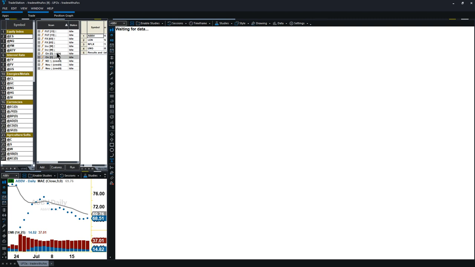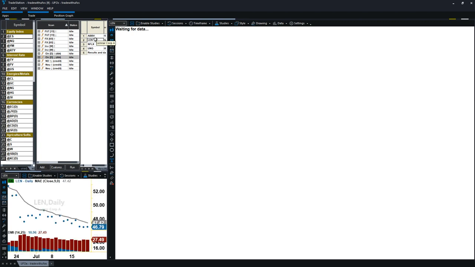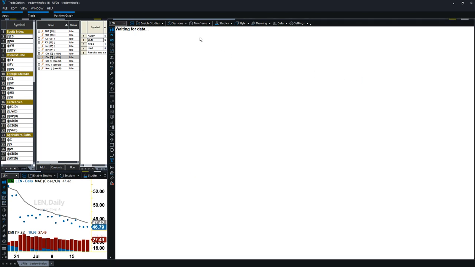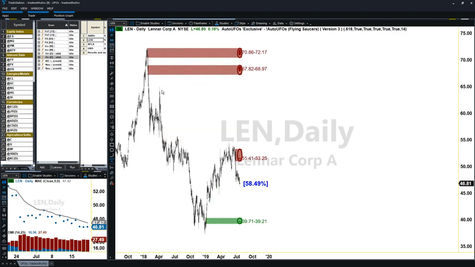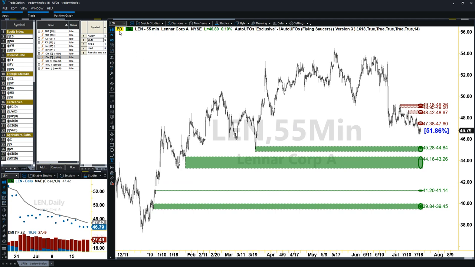Wow, guys, not too happy that today we need so much waiting time for the downloads to happen. Again, I'll try the little trick. So download, scheduler, I will kill those two guys, do the trick, switch to the daily time frame, and then switch back to 55. And I got much more data, but I still got some more pending.